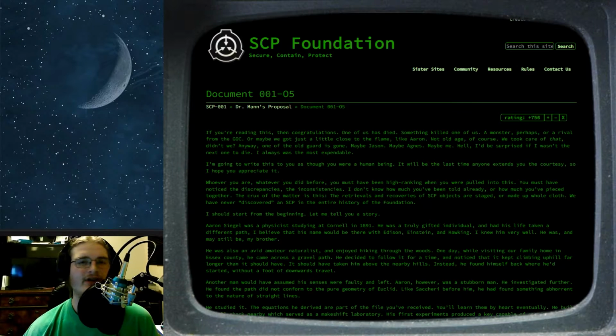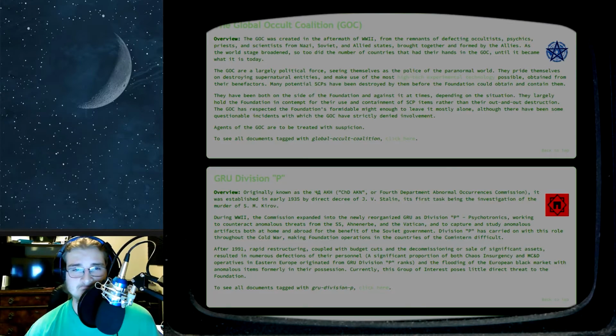Okay, so I did find a list of the groups of interest. That is actually a thing on the site. The problem with that, though, is the fact that I kind of have to use a different color scheme, because, well, if I use the Matrix, which is this one, for some reason it turns into this.